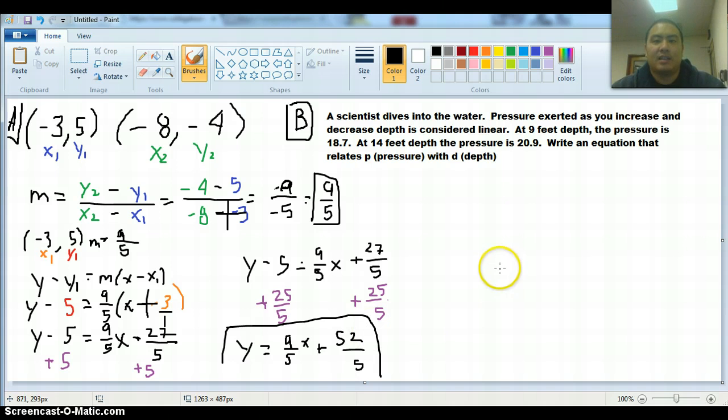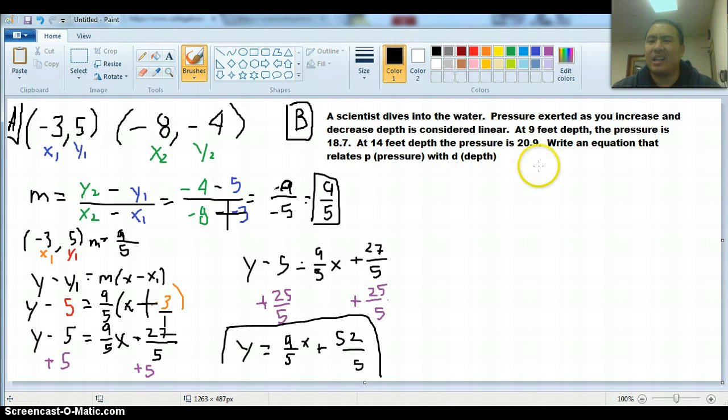B says, a scientist dives into the water. And this is the problem that was from the new 2015 SAT. Alright, so a scientist dives into the water. Pressure exerted as you increase and decrease depth is considered linear. At 9 feet depth, the pressure is 18.7. At 14 feet depth, the pressure is 20.9. Write an equation that relates P pressure with D depth.